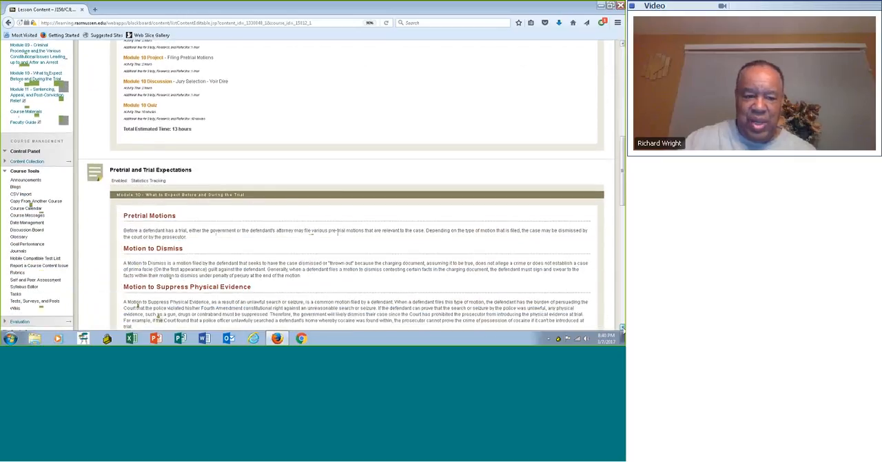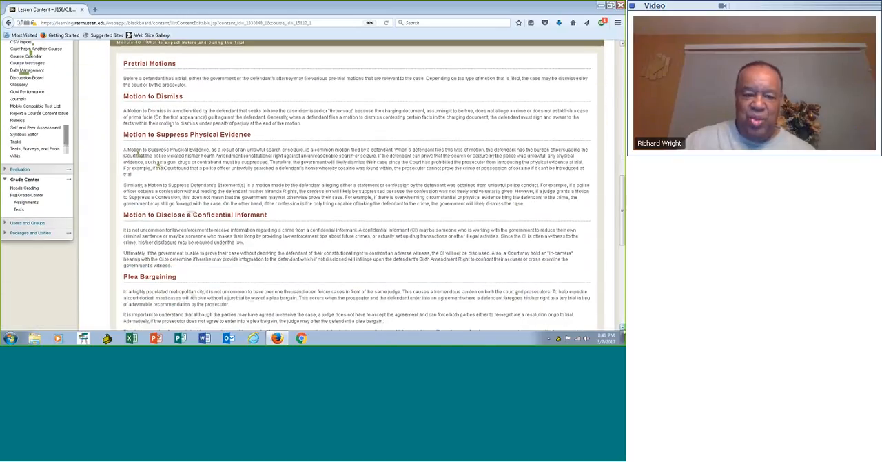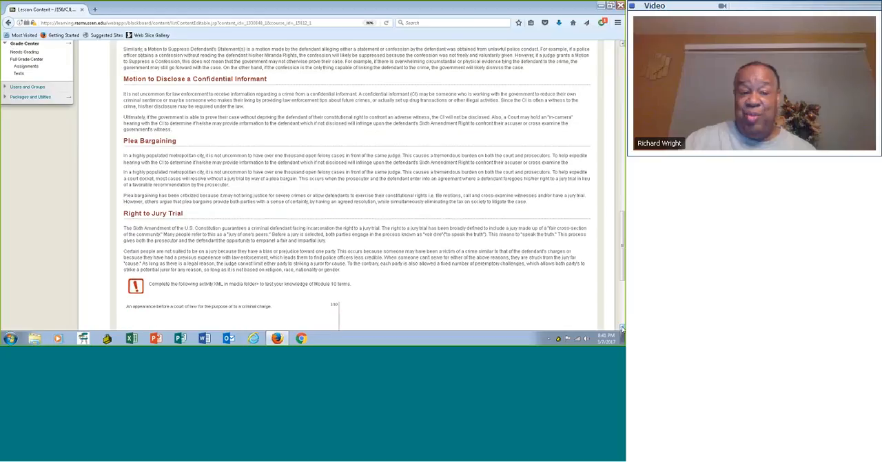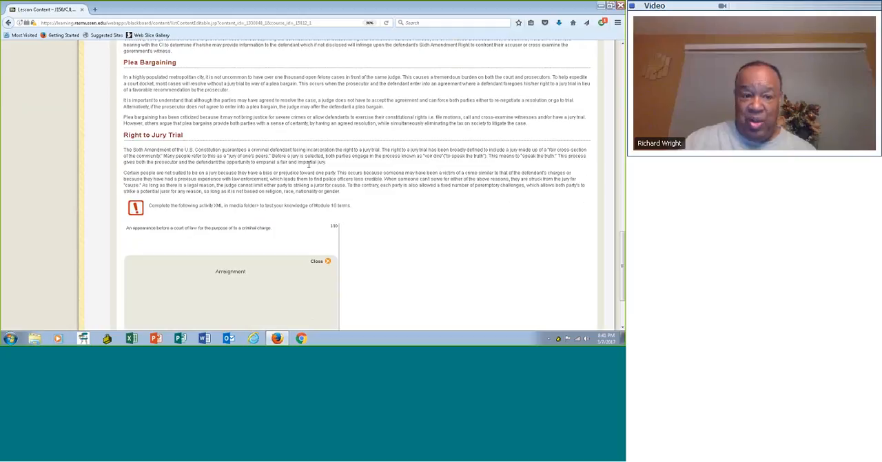So now, this explains pretrial motions, and we're going to talk about that in the lectures, but you can get a foretaste of it just by looking and reading this. What is a motion to dismiss? What's the motion to suppress physical evidence? Motion to disclose a confidential informant. What is plea bargaining, which we're going to be discussing in a little more detail in just a few. And then the right to a jury trial, a Sixth Amendment right of the Constitution.